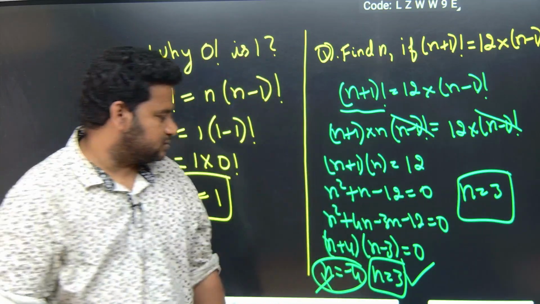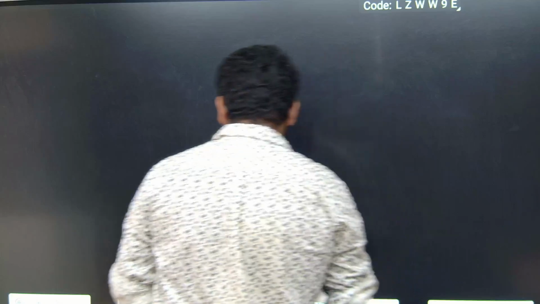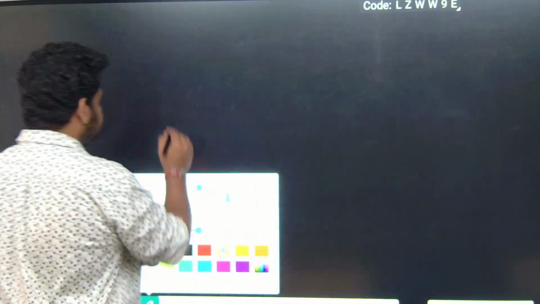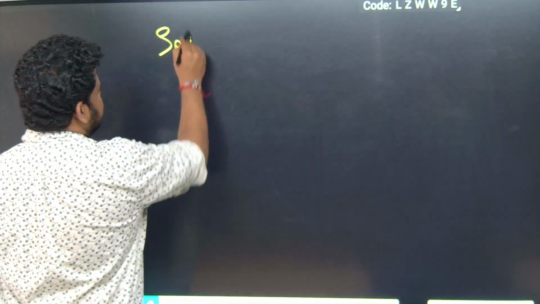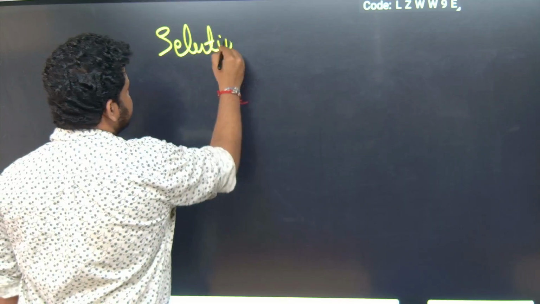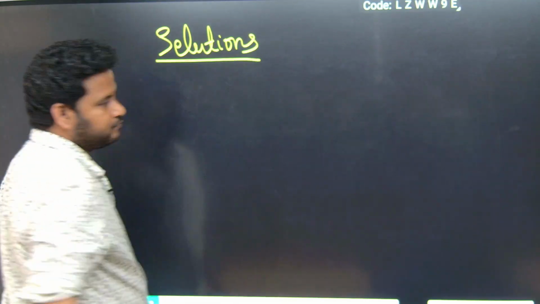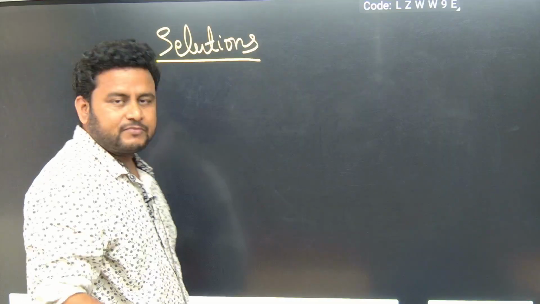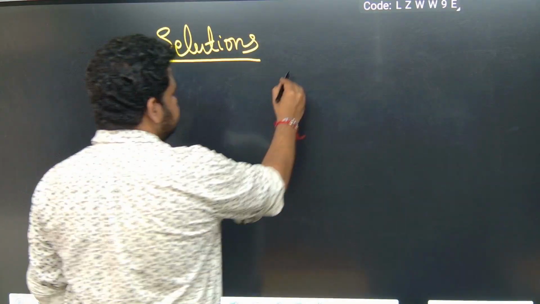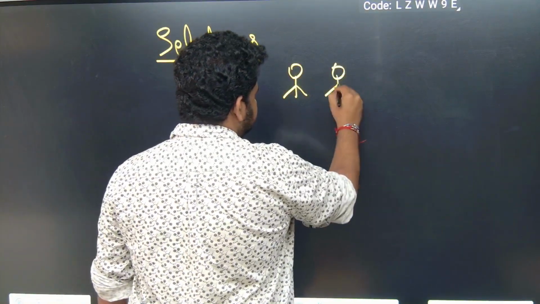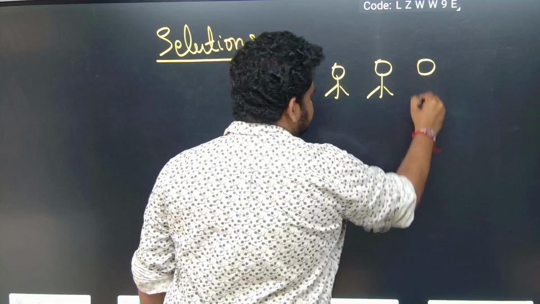Clear? Now let us go directly to selections. So we understood what is factorial. Let us understand what is selections, very important. Suppose, assuming there are 7 different birds.